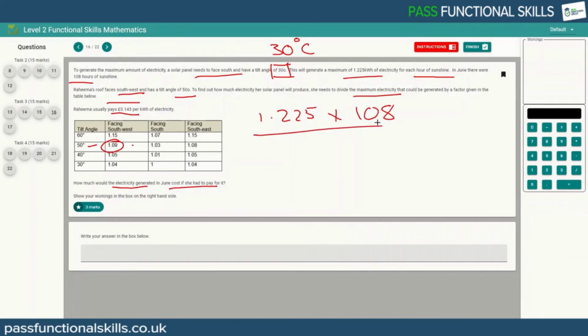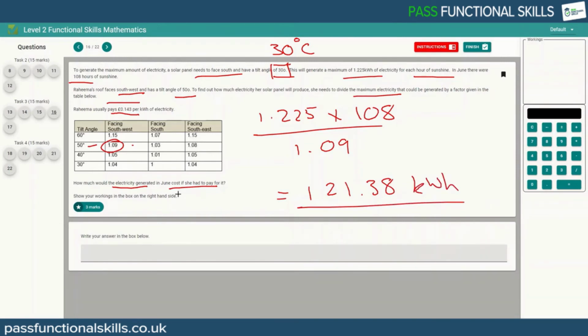Now, since the solar panel hasn't been installed with those factors, it's going to be less efficient and have a reduced electricity output, and that's given by this reduction factor of 1.09. So all we have to do is divide the total maximum potential amount generated by this factor here, and if we put that into a calculator, it comes out as 121.38 kilowatt hours of electricity.